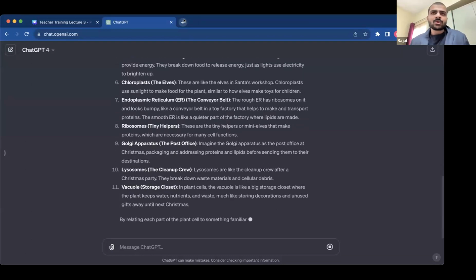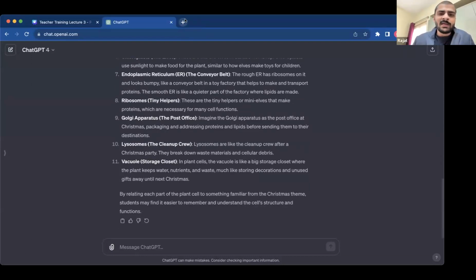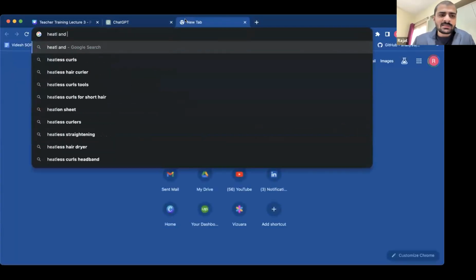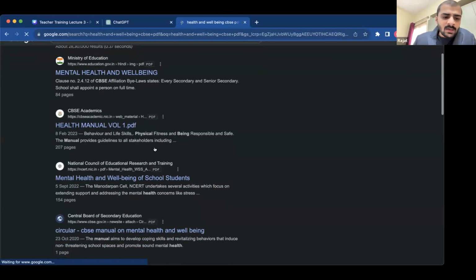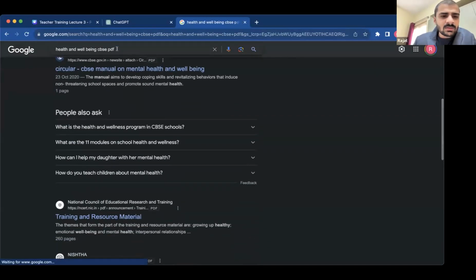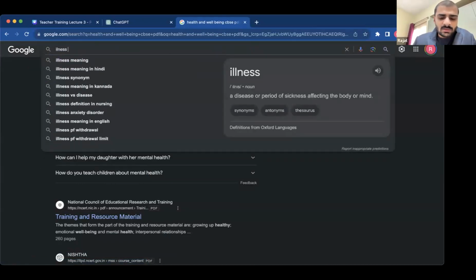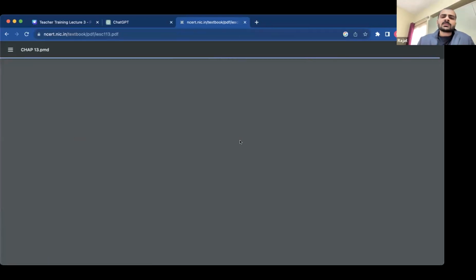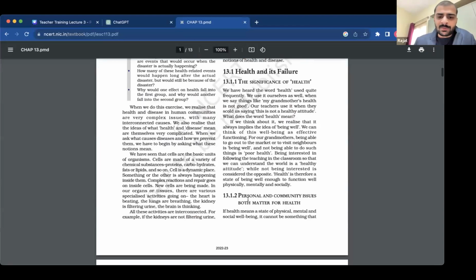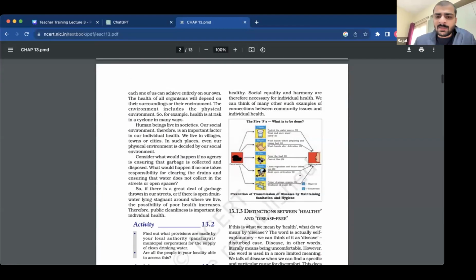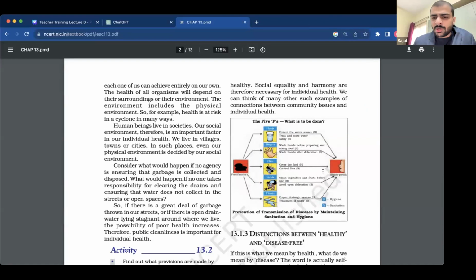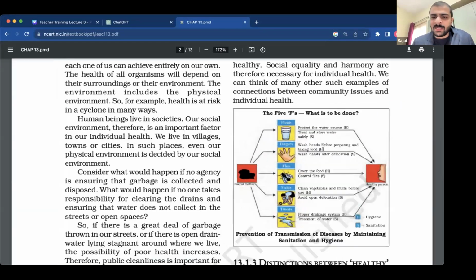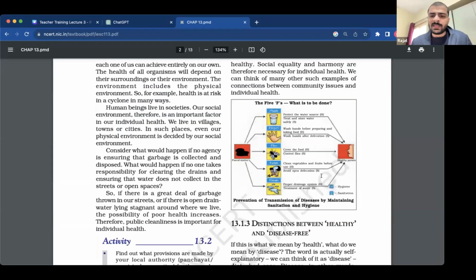Not just this, the applications of this image input feature are very wide ranging. So let's say you're teaching the health and well-being concept of CBSE. And let's say there is a PDF, I think it is the illness PDF, CBSE, something like that. Okay. So let's say, why do we fall ill is this particular chapter. And there is this image, which you think is explained very quickly, and you just want to explain this in a much better manner.